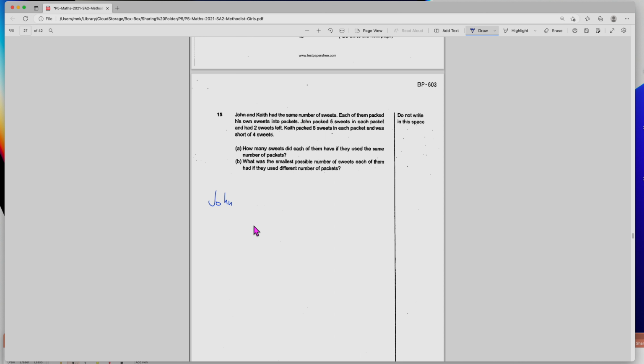So first you start off with John. The other one you start off with Keith. We just talked about Andy and Eddie. You remember? Okay. So Keith. So John is J. So this is K, right? Each of them pack his own sweet into packets, and then pack 5 sweet in each packet. This question we talked about before. Like, let's say John packed 5 sweets in each packet and had 2 left. So that means 5 in each packet.